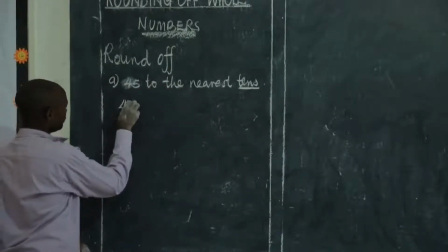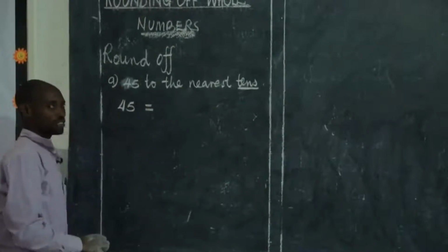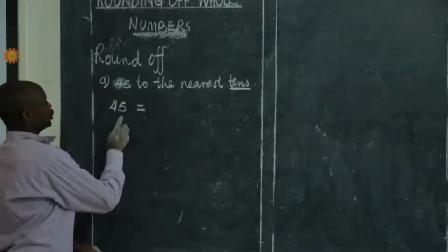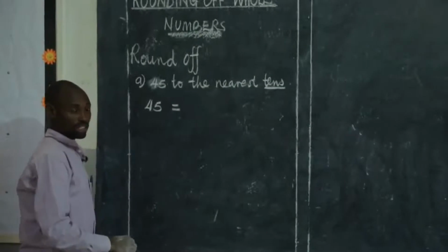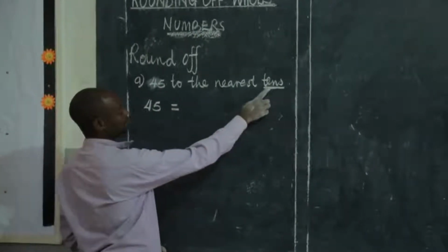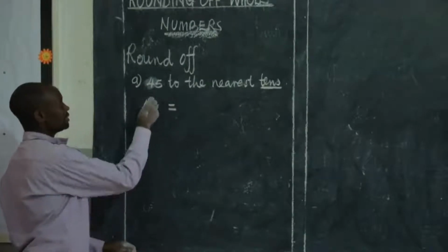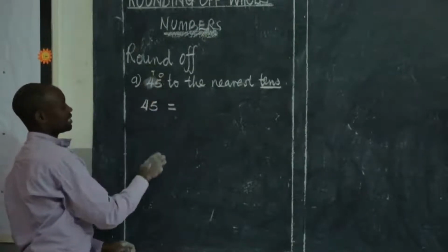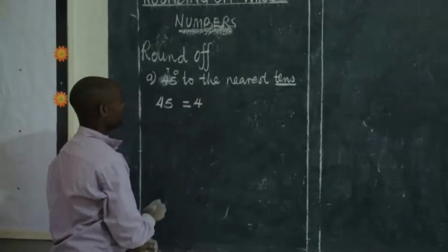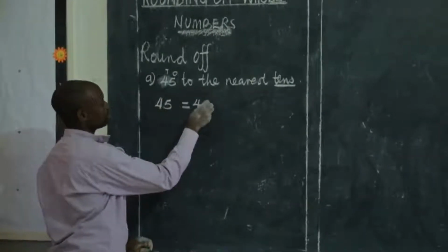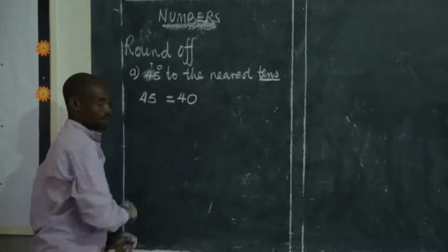45 to the nearest tens. So for 45, you are going to write only the digit which is in the place value of tens. So which digit is in the place value of tens? This is ones, this is tens. So it is 4. And the remaining digit, you replace it with 0.